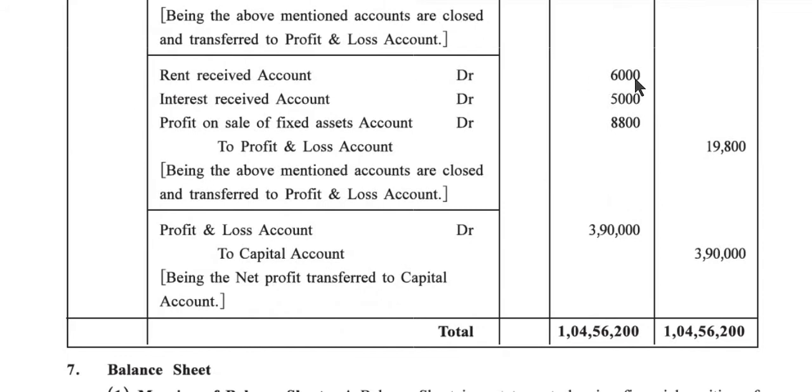Rent received account debit 6,000, interest received account debit 5,000, profit on sale of fixed asset account debit 8,800, to profit and loss account 19,800. Being the above mentioned accounts are closed and transferred to profit and loss account. Now profit and loss account debit 3,90,000 to capital account 3,90,000, being the net profit transferred to capital account.